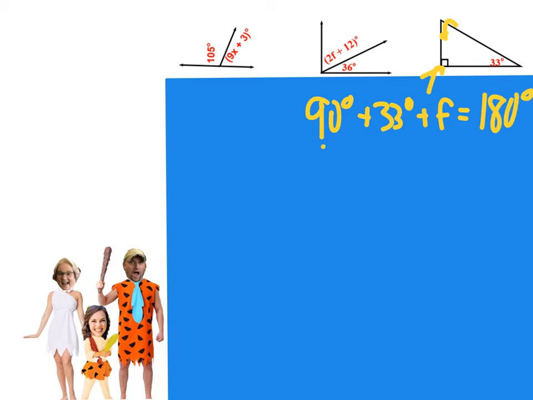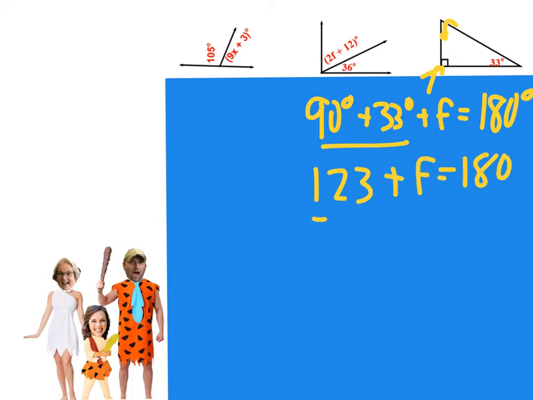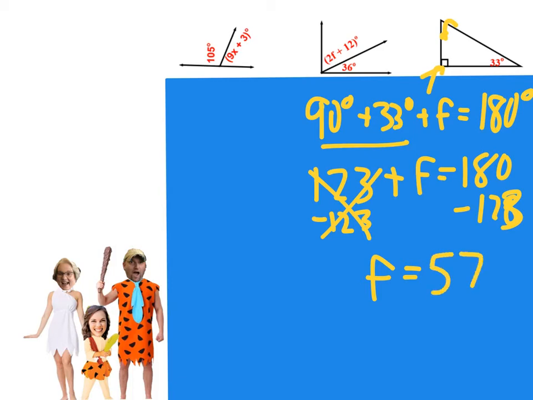So let me combine my like terms. I get 123 plus F equals 180. Solve it. They added 123, so I'm going to do the opposite, because I'm not doing it, I'm undoing it. And I get F equals 57. So that angle up there must be a 57-degree angle. So that's another thing for us to know.